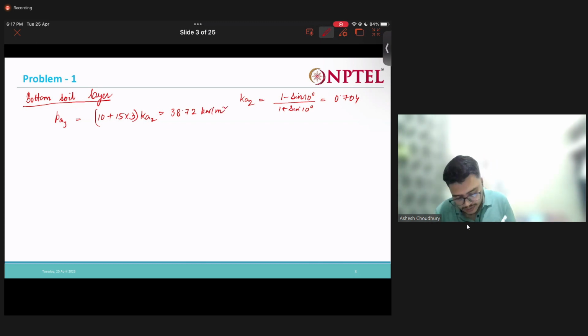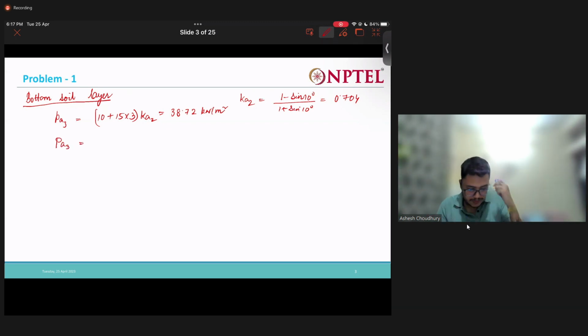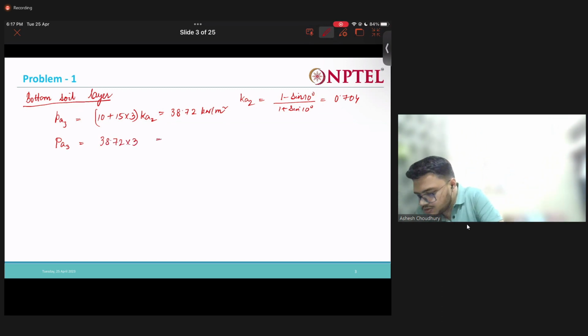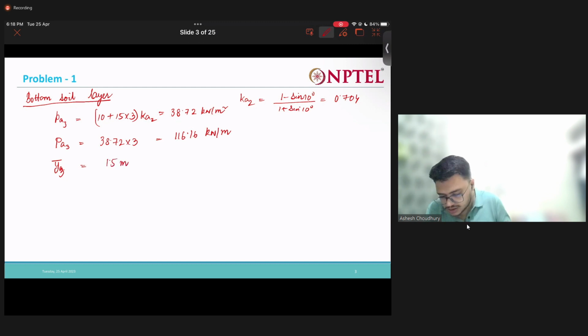Got this pa3. So what will be the capital Pa3? Pa3 will be nothing but the area of the rectangle into 3, which is 116.16 kilonewton per meter. And Y3 bar will be nothing but 3 by 2, which is 1.5 meters.